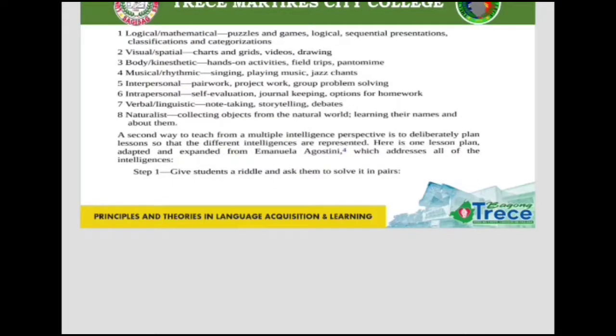Basahin nyo na lang. A second way to teach from a multiple intelligence perspective is to deliberately plan lessons so that the different intelligences are represented. Here is one lesson plan, adapted and expanded from Emanuela Agustini, which addresses all of the intelligences. Step 1. Give students a riddle and ask them to solve it in pairs.